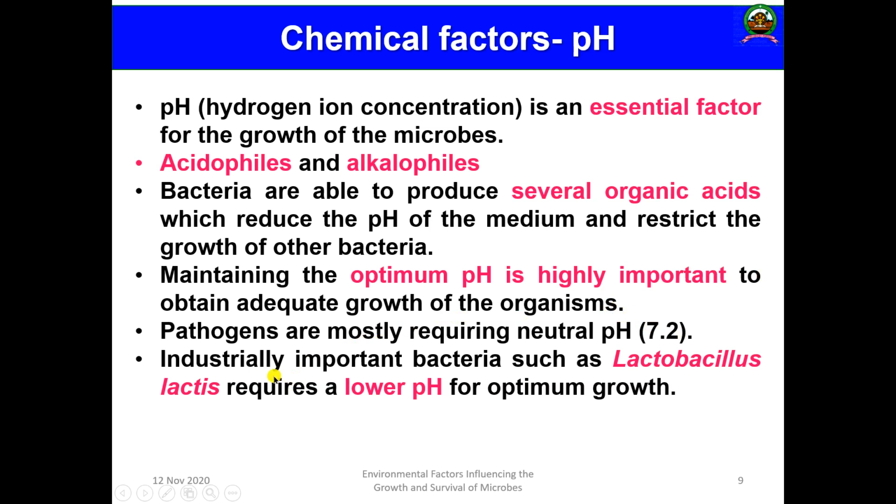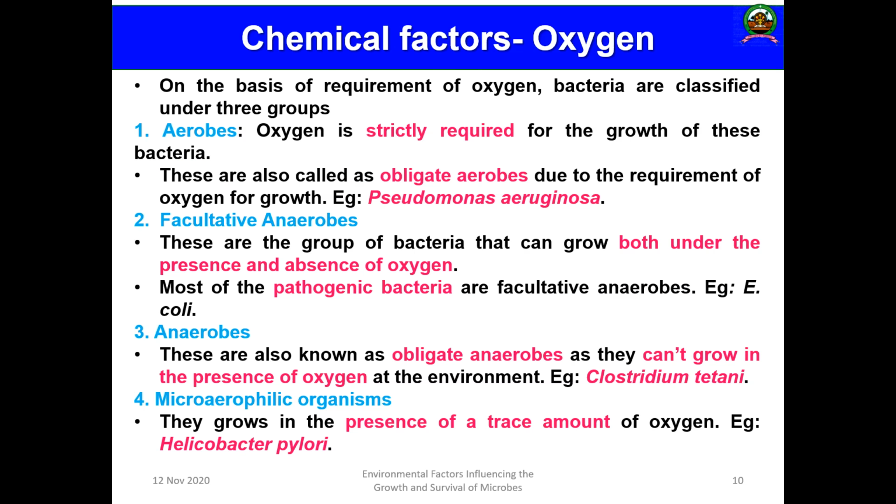There are some organisms like Lactobacillus, one of the bacteria commonly present in milk, milk products and curd, that require a lower, acidic pH for their growth. Depending upon the pH, microorganisms can be classified into acidophiles and alkalophiles, and they require an optimum pH of 7.2 to 7.6 for their excellent growth. Then the next chemical factor is oxygen.